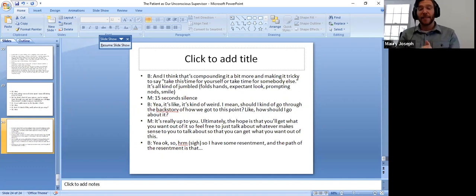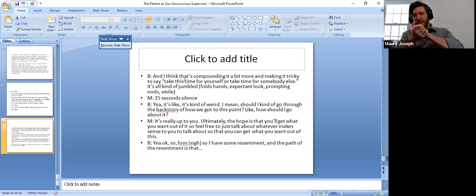And then he goes back to this, what is now a kind of predictable interpersonal signal. He folds his hands, gives an expectant look, kind of prompts me. And I'm like, all right, I'm going to wait this one out. I'm going to counter this sort of expectant look with silence and see what that produces on his end. So it's 15 seconds of silence in the video.